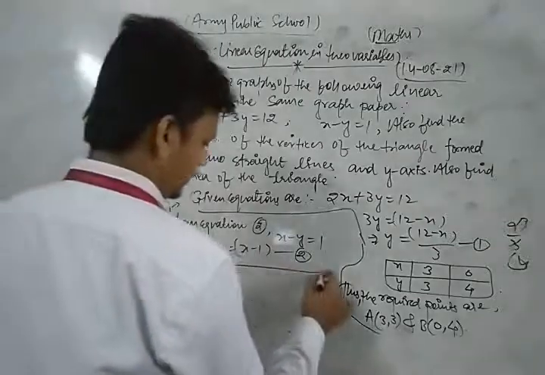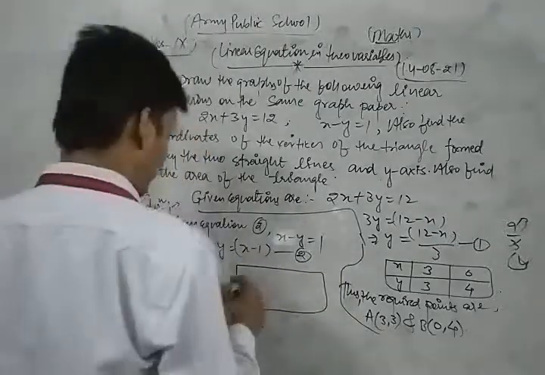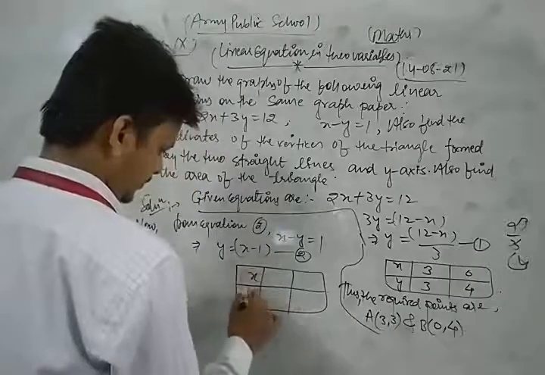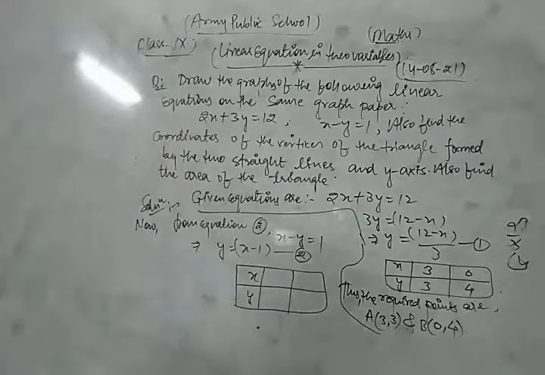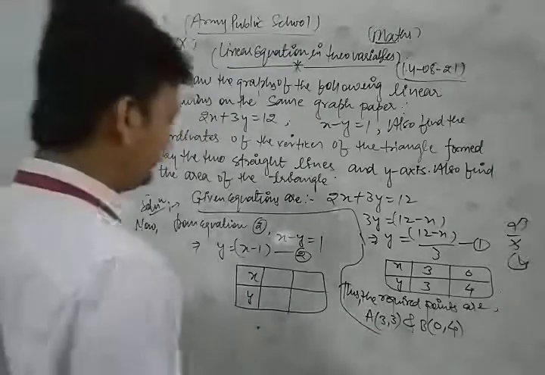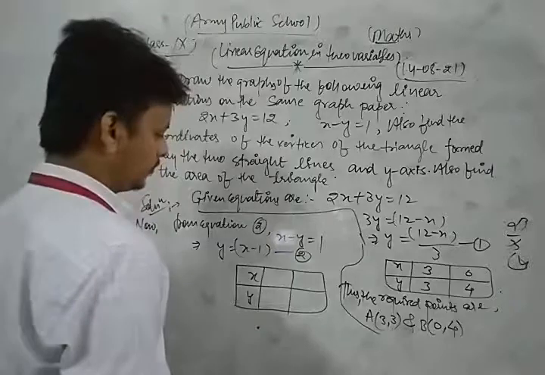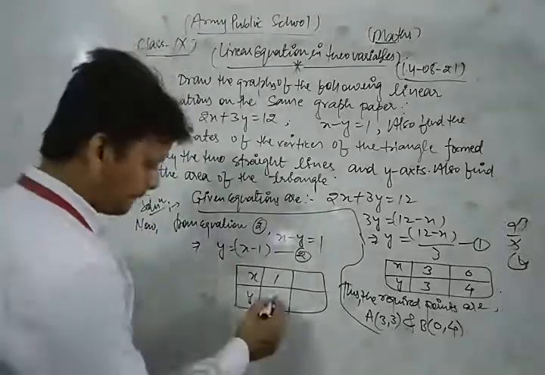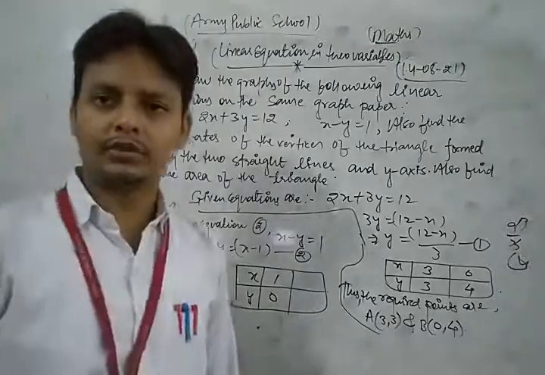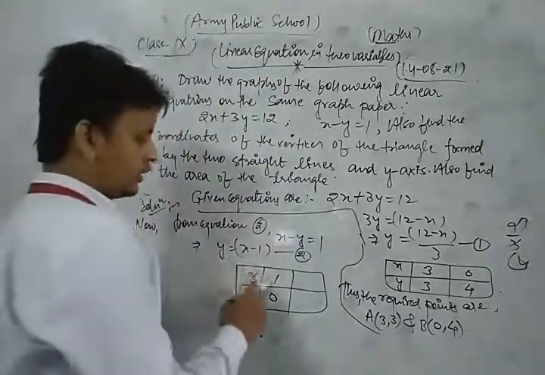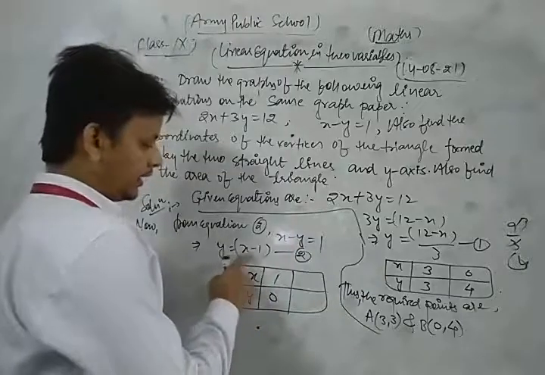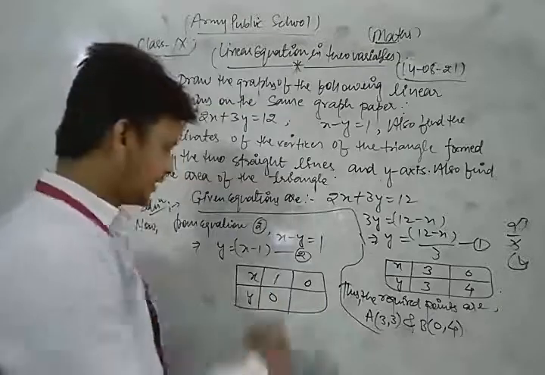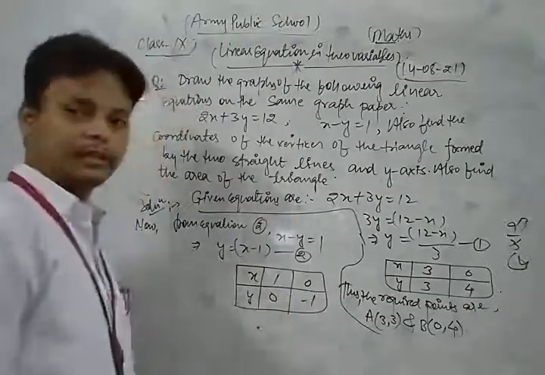Now first of all we prepare a column for x and y. If we put x is equal to 1, then we get y is equal to 1 minus 1, that is y is equal to 0. If we put x is equal to 0, then we get y is equal to minus 1.